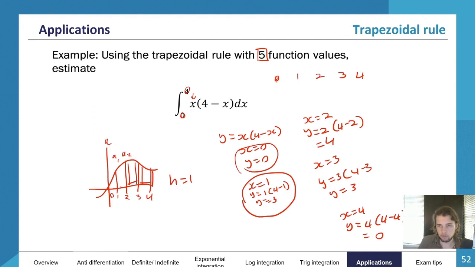We could try to plot the heights of this line. So let's say we were looking here. At 0, we know the height is 0. At x equals 1, the height is 3. At x equals 2, the height is a bit higher at 4. Then the height goes back down, and then it goes back down to 0. And those are our parts that we're going to separate into different trapeziums.